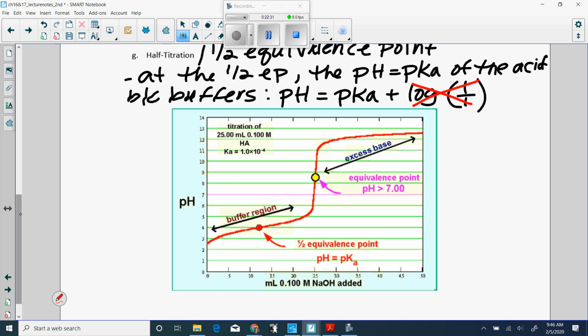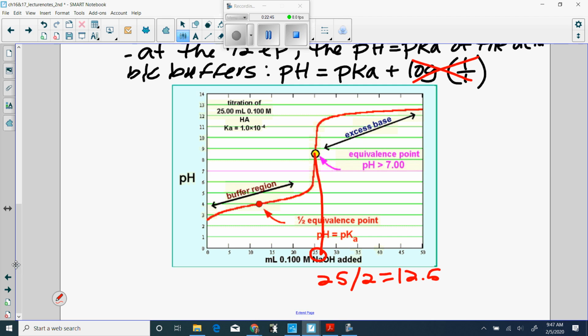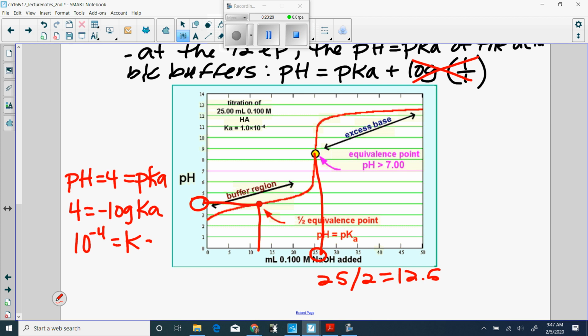So let's talk about how to get it. Our equivalence point is here at 25. 25 divided by 2 is 12.5. So our half equivalence point is 12.5. So I'm going to go to my 12.5 in my buffer region, making water babies, so I can use my buffer equation. At 12.5, my pH is 4. That means that's my pKa, because my ratio would be 1/1, whose log equals 0. So pH equals pKa. pKa equals negative log of the Ka. To undo log, it's 10 to the negative. And then I can look on the chart to see what acid it is.